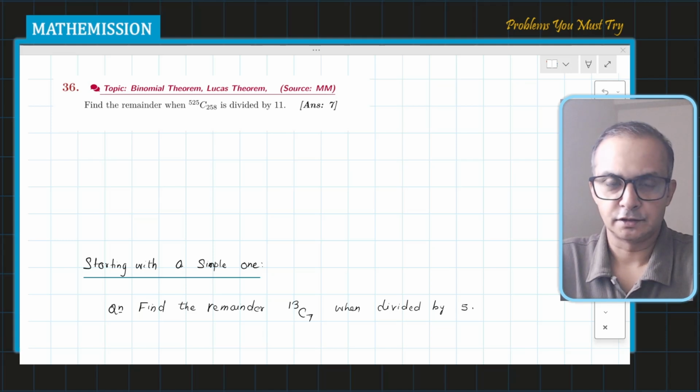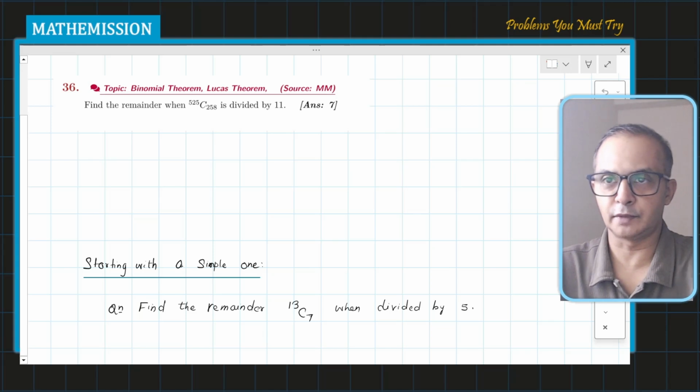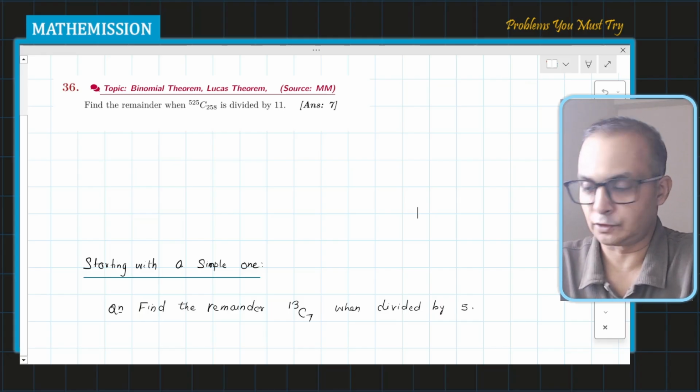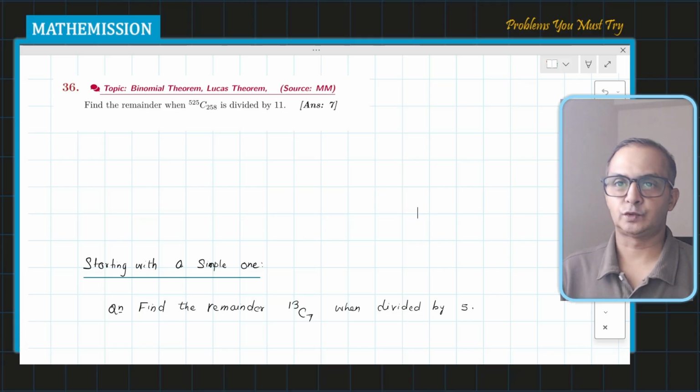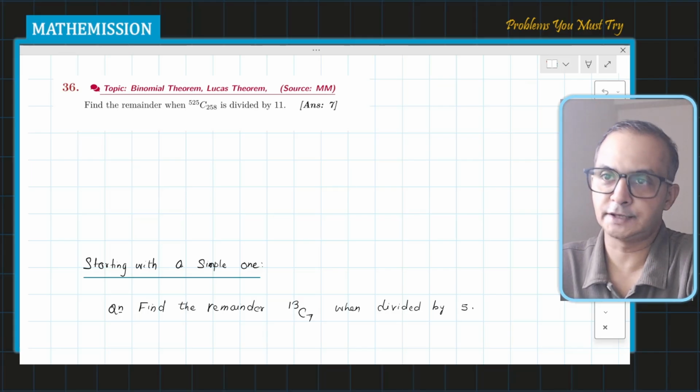Hello everyone. So this is another PYMT question. This time the question is from Binomial theorem, and in particular it is based on Lucas theorem, as you can see. And the question tells that find the remainder when this 525c58 is divided by 11. So I suggest that you should try this question first.